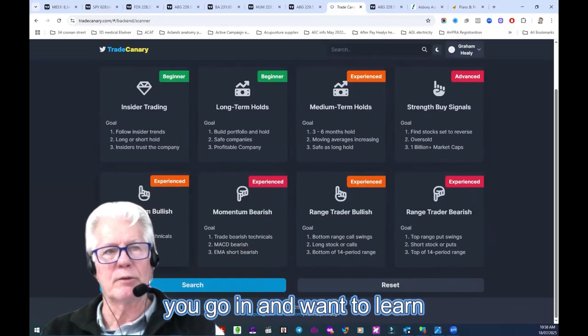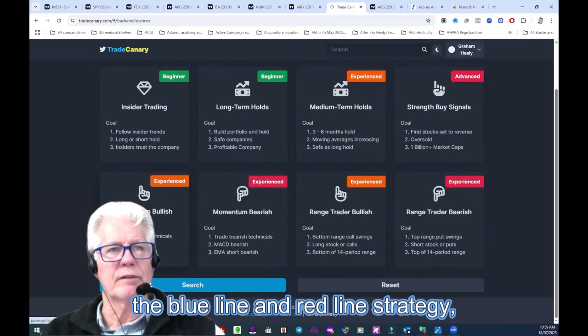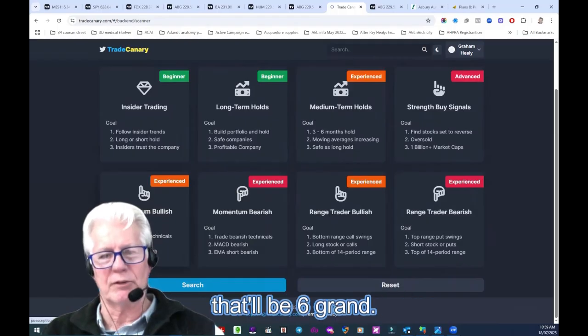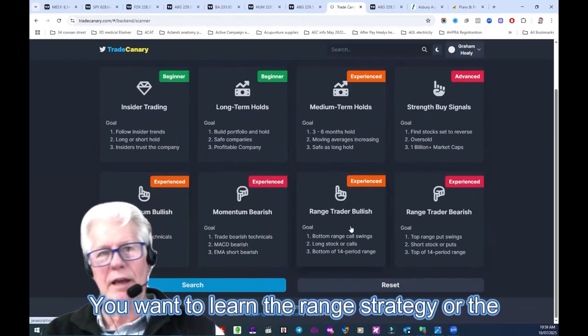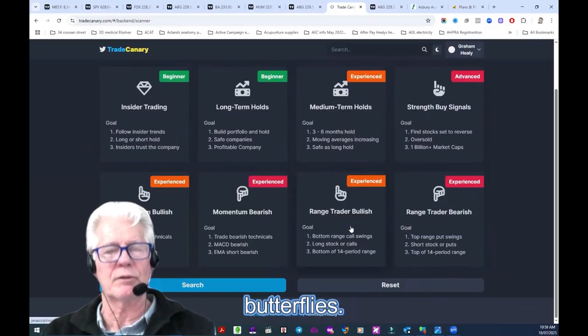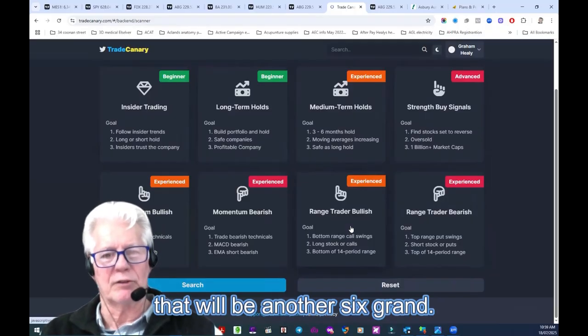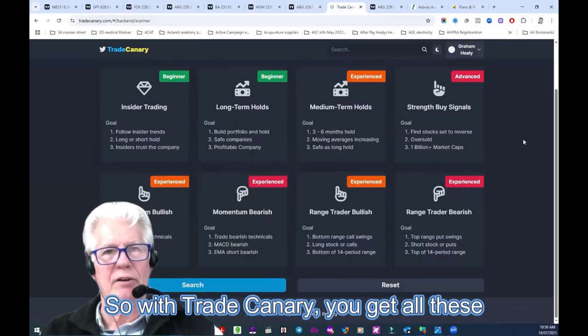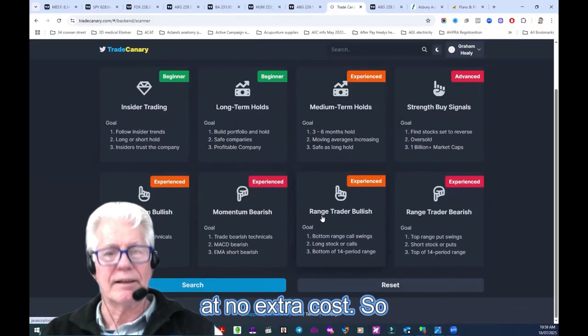So you go in and want to learn the blue line and red line strategy, that'll be $6,000. You want to learn the range strategy or the butterflies or the iron condors or the pin butterflies, that will be another $6,000. With Trade Canary, you get all these strategies packaged at no extra cost.